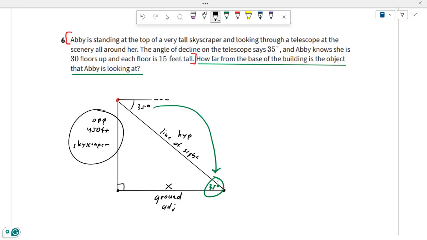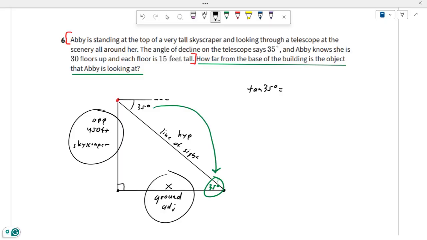So I know my opposite, and I want my adjacent. So you say to yourself, all right, which trig function, sine, cosine, or tangent, connects opposite and adjacent? And the answer to that question is tangent. And yes, you are expected to be able to answer that question. Your teacher cannot help you on an assessment figure out which trig function it is. You need to know the definitions, and you need to be able to apply them in this scenario and know that in this question you need to use tangent.